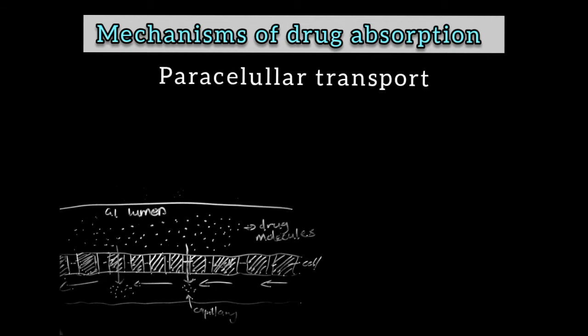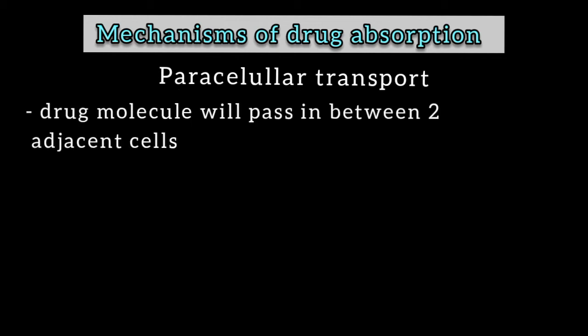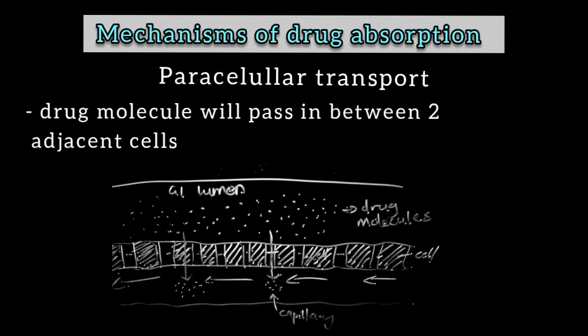And then there's paracellular transport, which is in between the cells. So the drug will pass in between two cells, through a junction, because they also have cell junctions, and it will pass the junction and go directly into the tissue. It goes directly into the capillary or whatever blood supply is there. It goes into the systemic circulation.